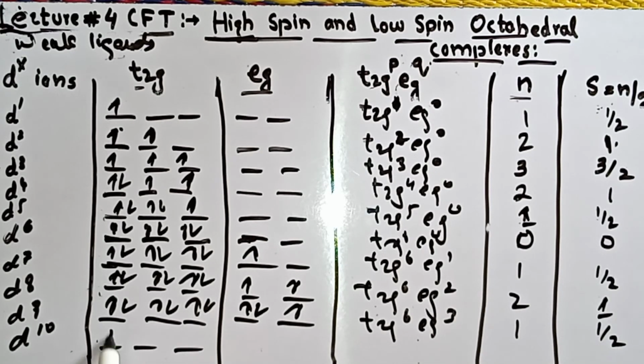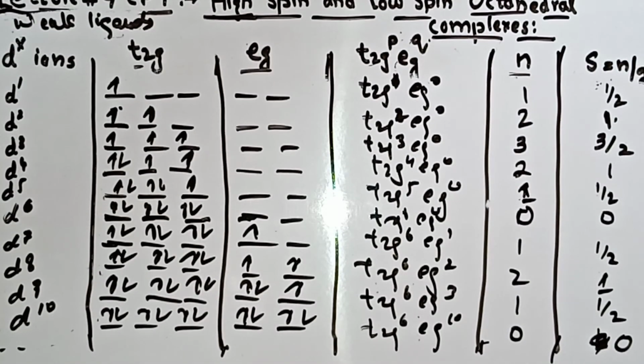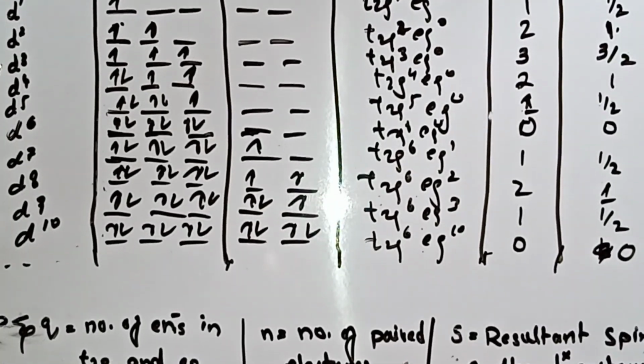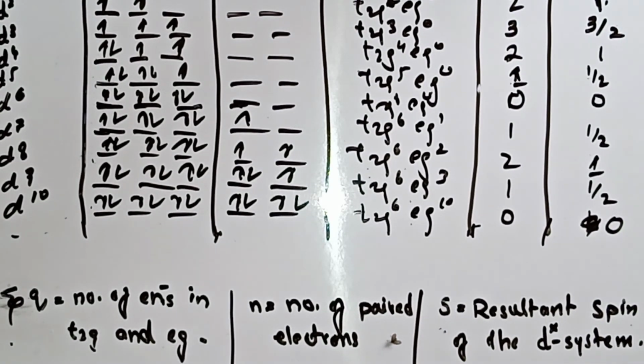In the D10 system, first of all pairing occurs in the T2G set. After the pairing occurs, the electrons will go into the Eg set. So here T2G is equal to 6 and Eg is equal to 4. So there are no unpaired electrons here, so the resultant spin will be equal to 0. These all are about what happens when weak ligands are used in an octahedral system.